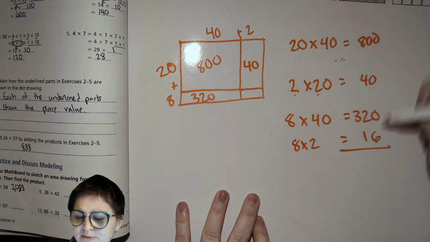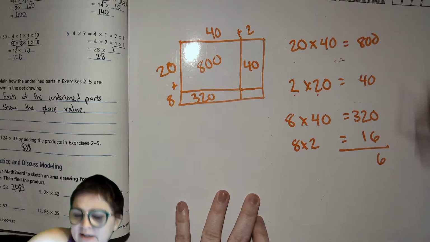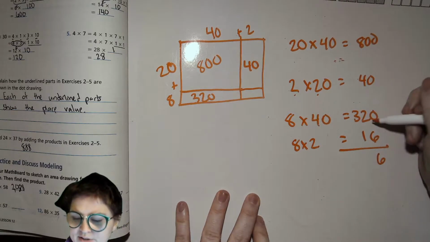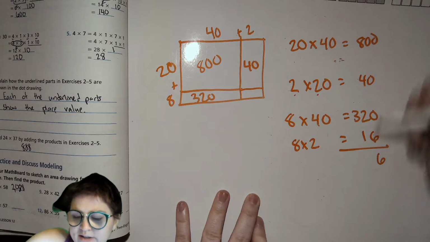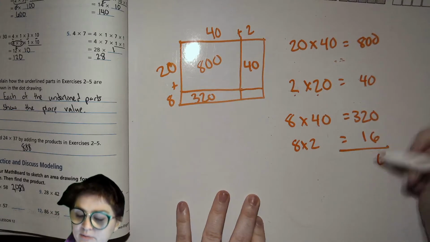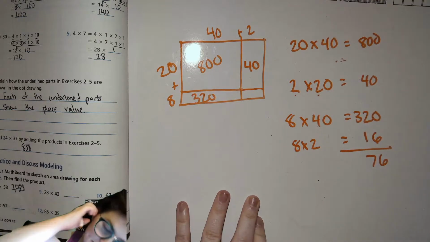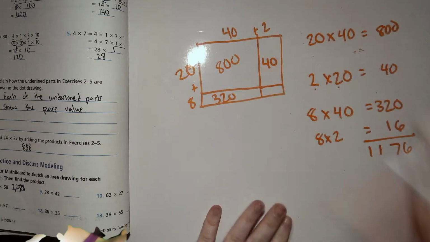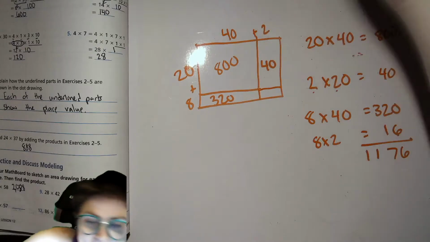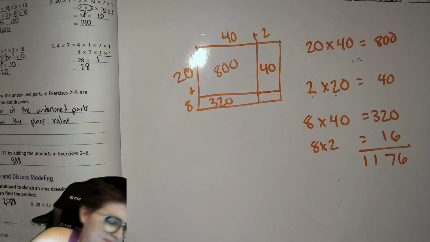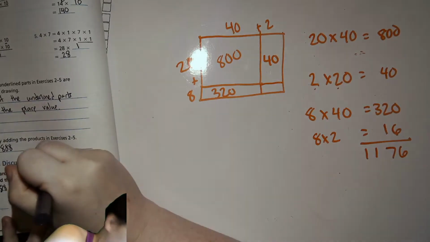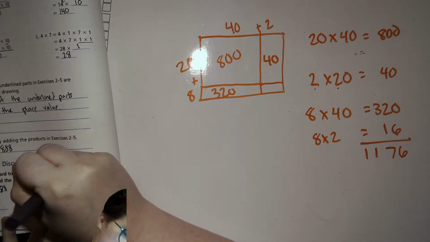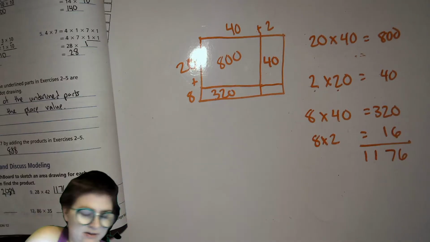So 0 plus 0 plus 0 plus 6, 6. 0 plus 4 plus 2 plus 1, so 4 plus 2 is 6, plus 1 more is 7. And then 8 plus 3 is 1,100. So 1,176. Oops. Okay.